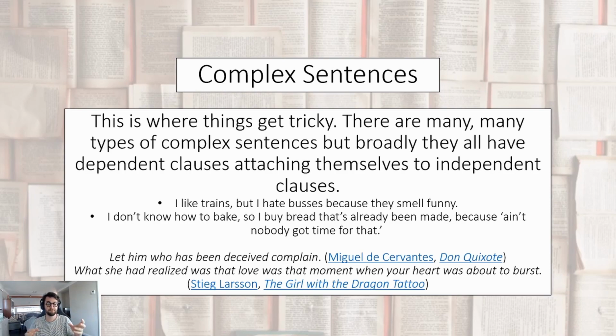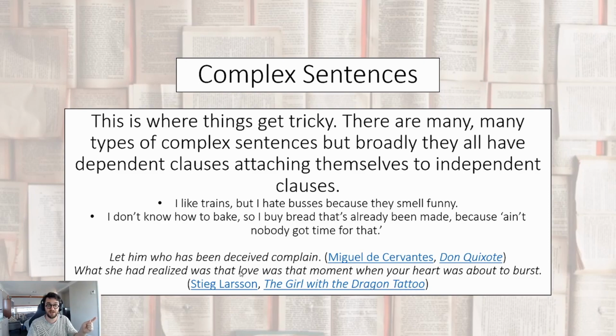dependent clause. "What she had realized was that love was that moment when your heart was about to burst." Kind of gross, but Girl with the Dragon Tattoo, Stieg Larsson, that is a complex sentence because "what she had realized" by itself doesn't work, "was that love was the moment when your heart was about to burst." If you took out "that," just made this a capital T, "that love was the moment that your heart was about to burst," that wouldn't work either.